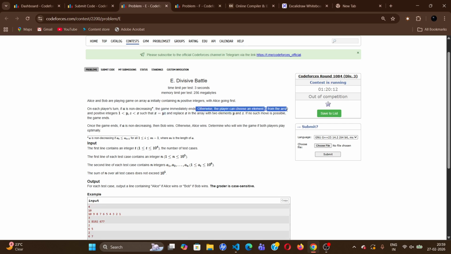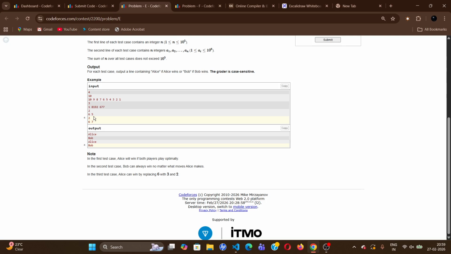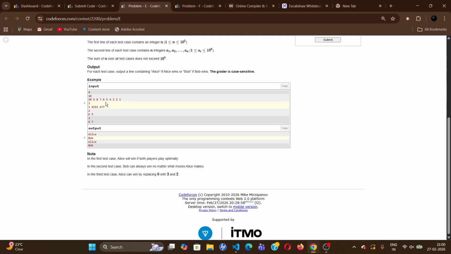Otherwise, the player can choose an element x from the array. In that case Alice can make 3 and 2. Okay, 3 and 2. But the final thing is not non-decreasing, right? Yeah. Here, we can make this 5 and 2. In that case, it is non-decreasing. So, it cannot be made non-decreasing. So, the first move will define the nature.